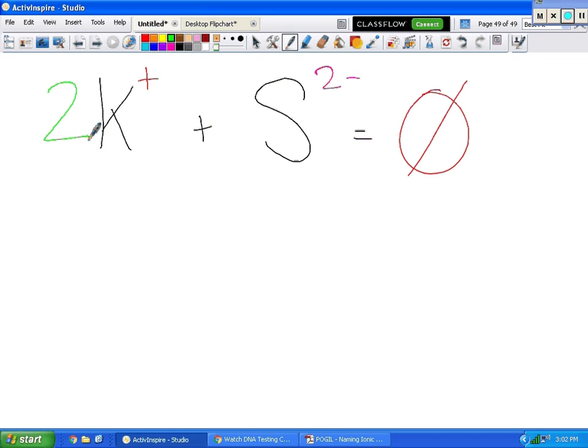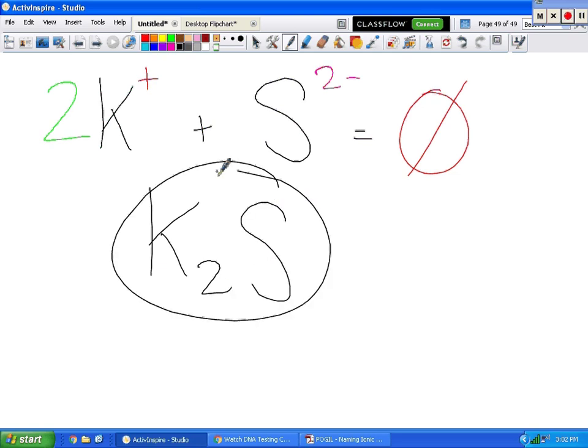Now, I heard someone say it the other way. Why is it K2S and not KS2? Because you had to have 2 potassiums. Does that make sense? Yes, no, maybe? Yes. All right, let's look at the next example.